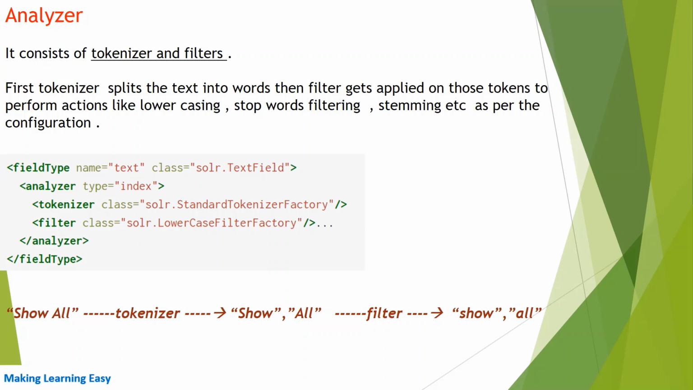Here I have given the analyzer configuration from Apache Solr. You can see the field type is text and the analyzer is being applied at the time of indexing. First the tokenizer is applied, then the filter. The filter is the lowercase filter factory. Suppose you have the input "Show All". When the tokenizer is applied, it will give you Show and All, and when the filter is applied, it will convert those show and all tokens into lowercase. So this is the role of the analyzer.